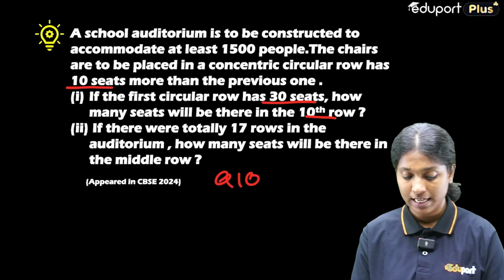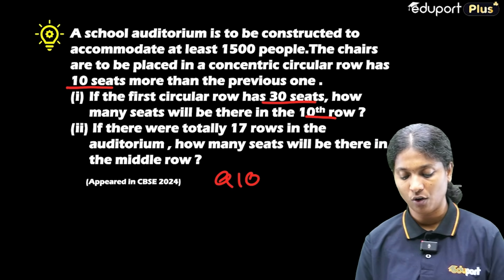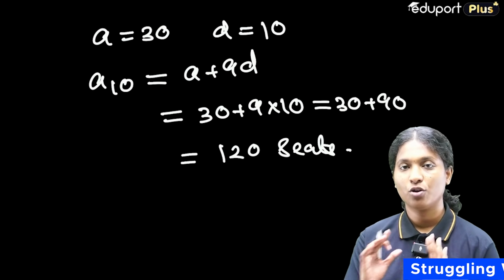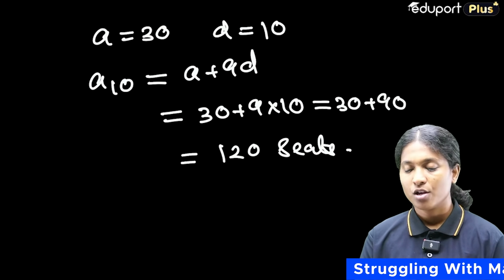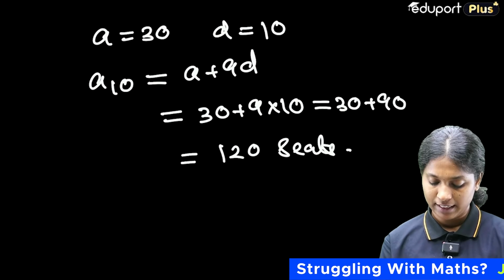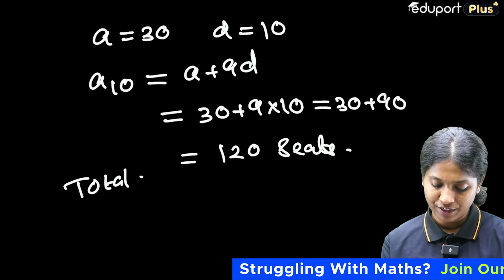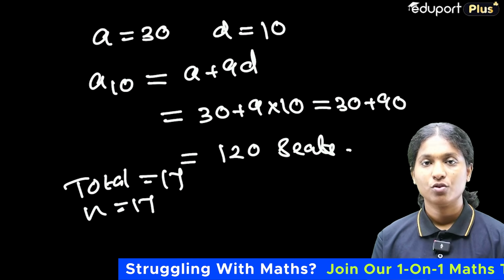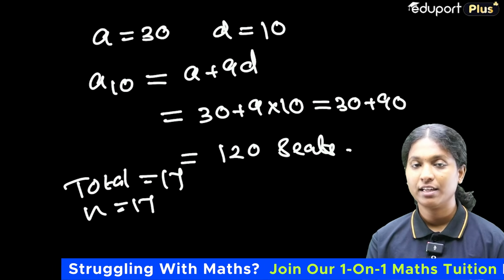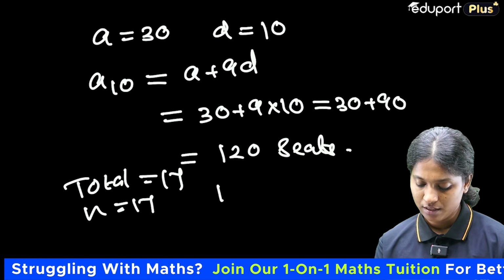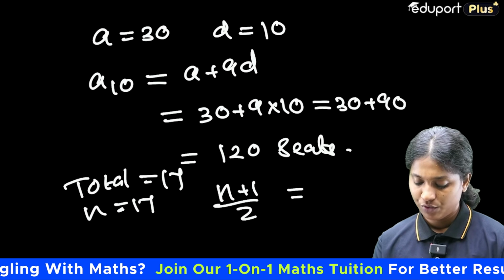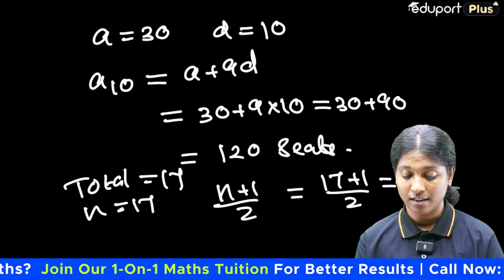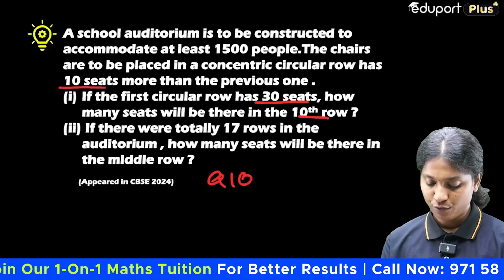Now, the second question is, if there were totally 17 rows in the auditorium, how many seats will be there in the middle row? So, 17 total rows and the middle term is asked. How can we find it? Totally there are 17 rows, so n is equal to 17. As 17 is an odd number, what we have to do is n plus 1 by 2. So, it will be 17 plus 1 by 2, which is 18 by 2, 9. So, we have to find the 9th term.